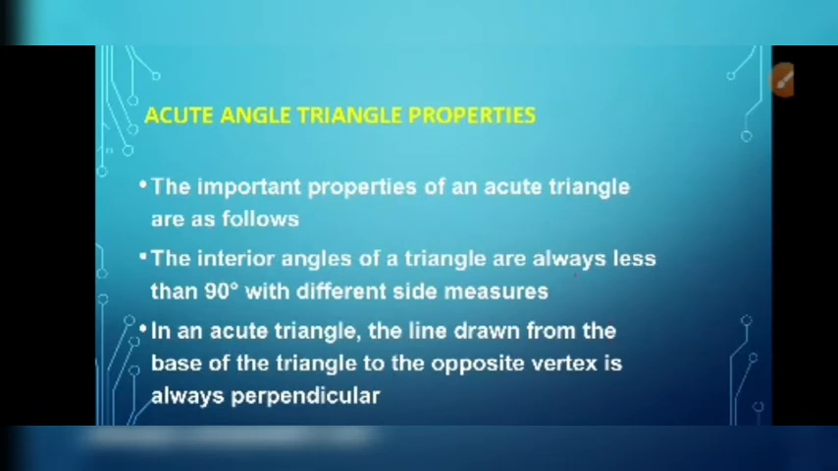Acute angle triangle properties. The important properties of an acute angle triangle are as follows. The interior angles of the triangle are always less than 90 degrees with different side measures. In an acute triangle, the line drawn from the base of the triangle to the opposite vertex is always perpendicular. Also, the equilateral triangle is an acute angle triangle because each angle is 60 degrees. So it is an acute angle triangle.